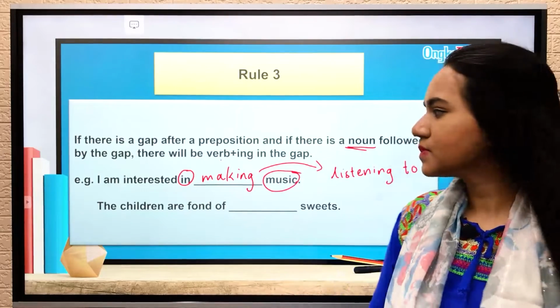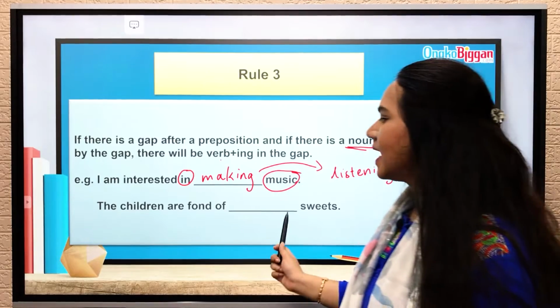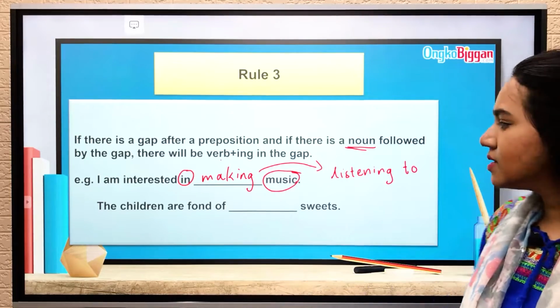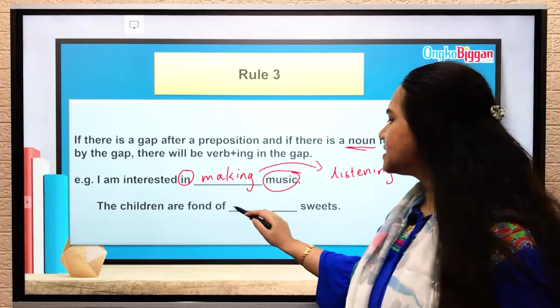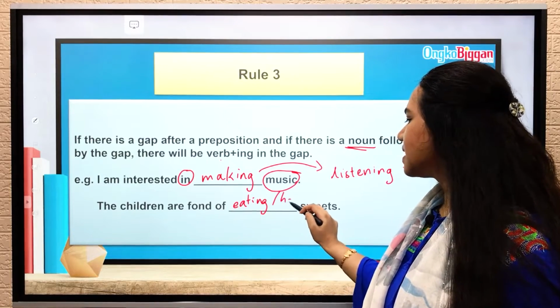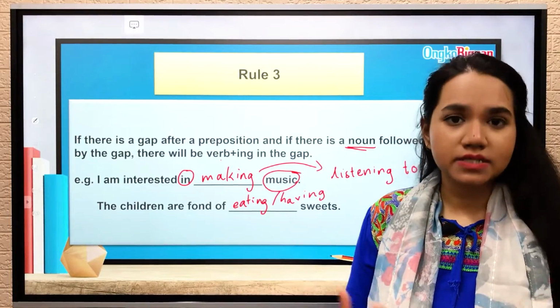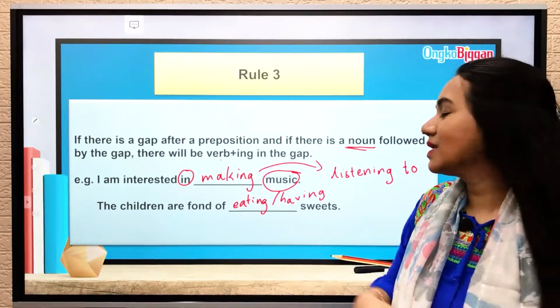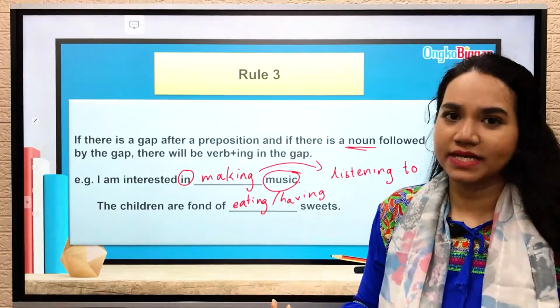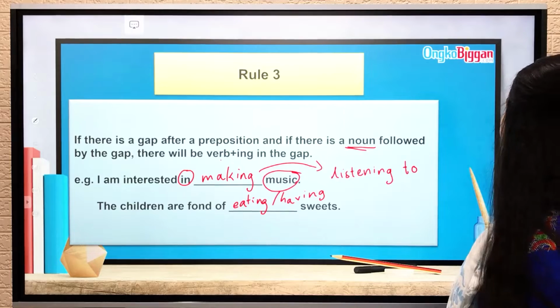Okay. Now then we see the children are fond of dash sweets. So the children are fond of eating sweets or having sweets. Same thing, right? Or maybe the children can also make sweets or bake sweets. So then we can say making sweets or baking sweets. Any verb with ing is applicable here.